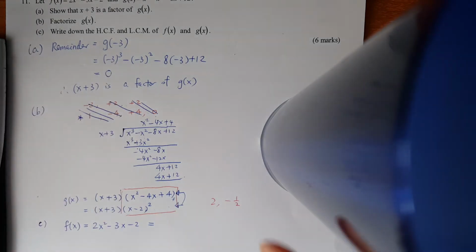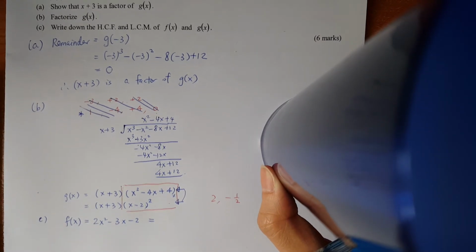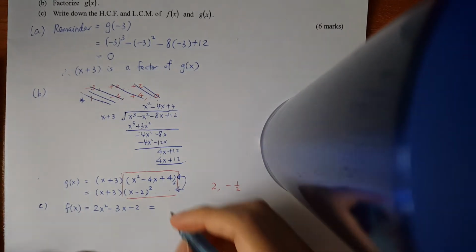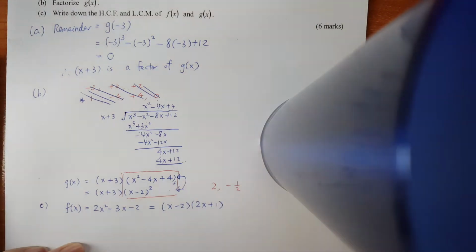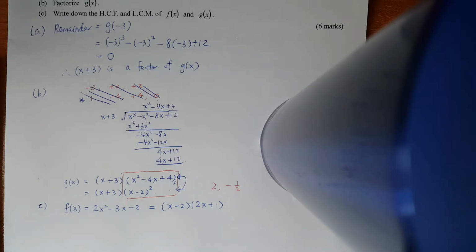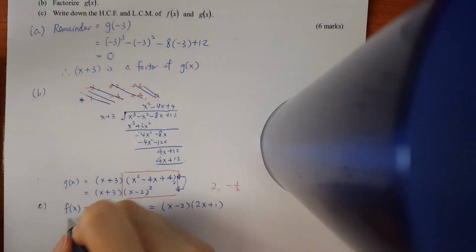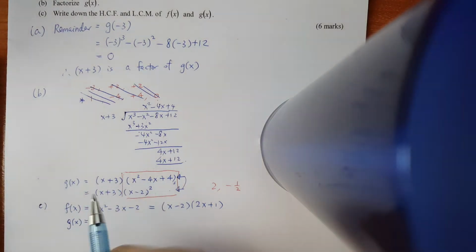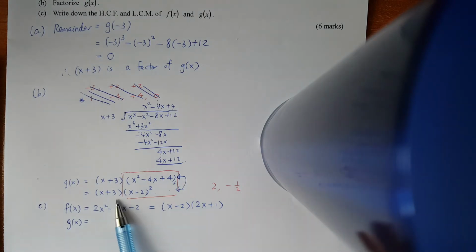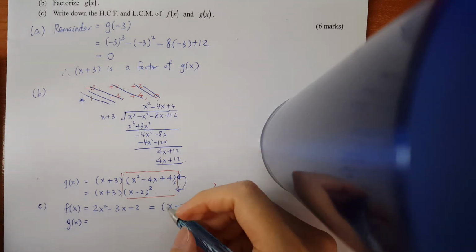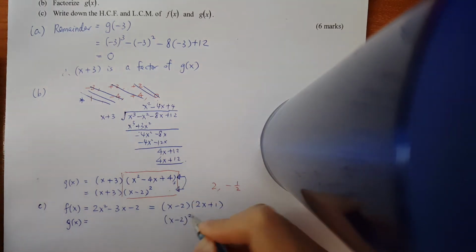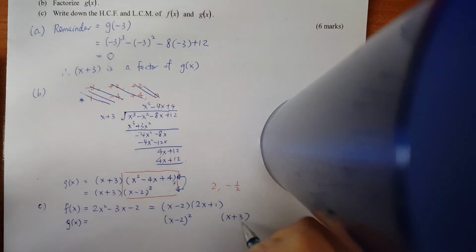Similarly, if I want to factorize, I have to copy it carefully, would be like this. Of course you can use the cross method. I won't stop you from using the cross method, but I will use the calculator. And then g(x), I can just use the result in part B. So here would be x minus 2 squared and then x plus 3.